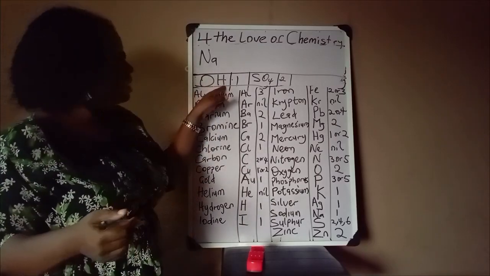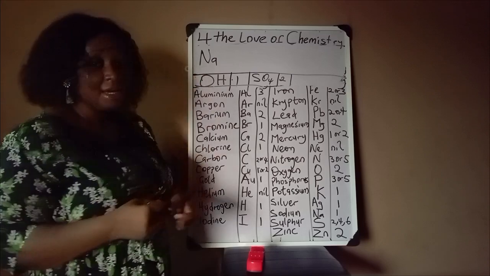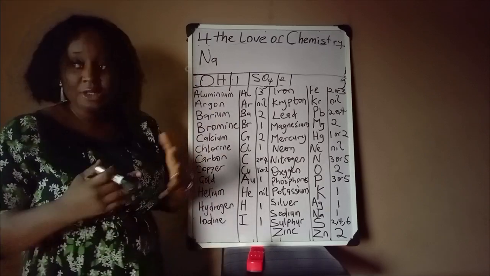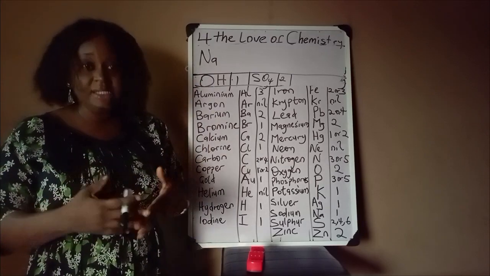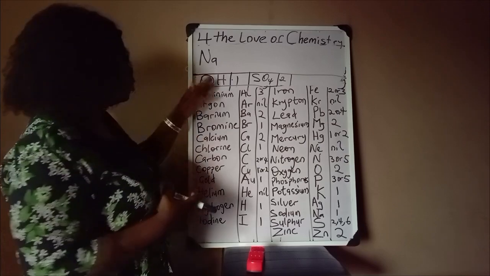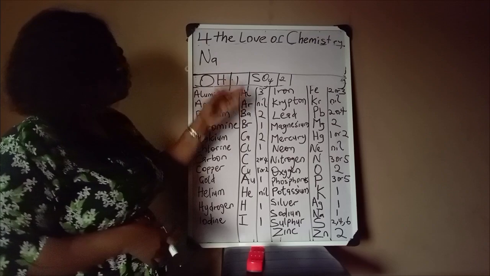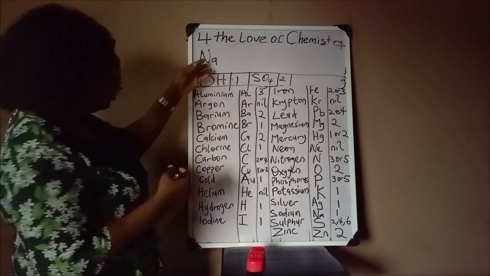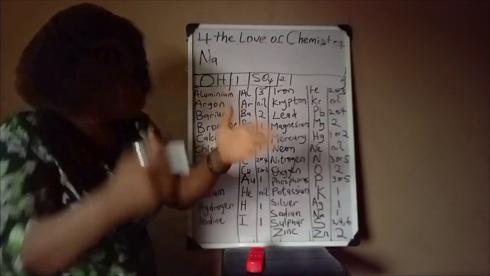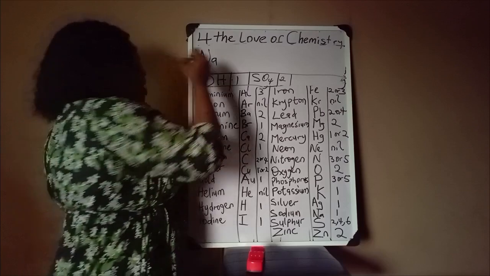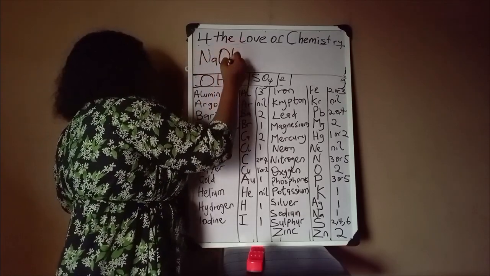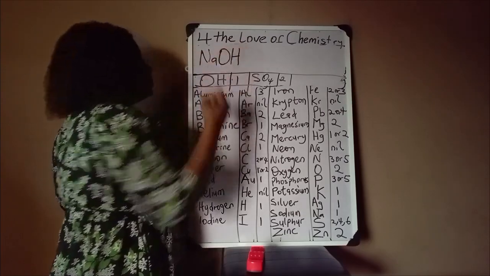This is the hydroxide ion. It is a radical. Remember I said radicals are two or more elements or a group of elements that exist as a single unit. So the hydroxide ion is a radical and it has a valency of 1. So we have sodium hydroxide. Write the symbol of sodium and write the symbol of hydroxide. Remember, metals are written first.